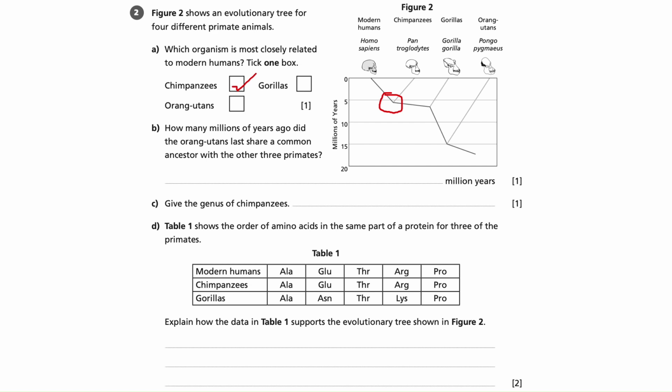Part B. How many millions of years ago did orangutans last share a common ancestor with the other 3 primates? Okay, so we look for orangutans, we can see them over here at the end, and we're looking for when they last had a common ancestor. Remember, it's the branching points on these evolutionary trees that show us a common ancestor. And we can see that branching point with the 3 other primates was at this point here. Therefore, the answer is 15 million years ago.